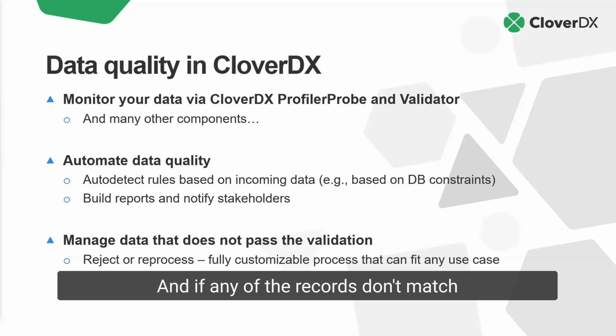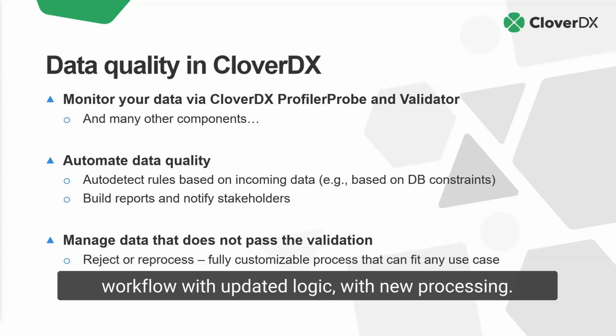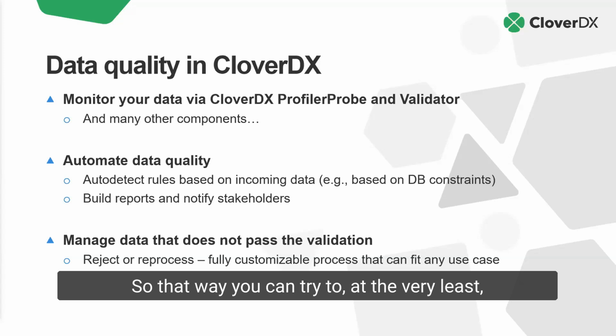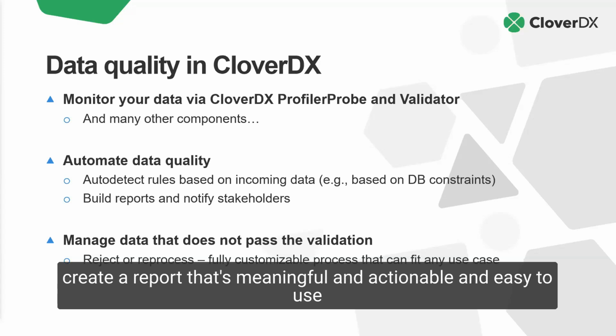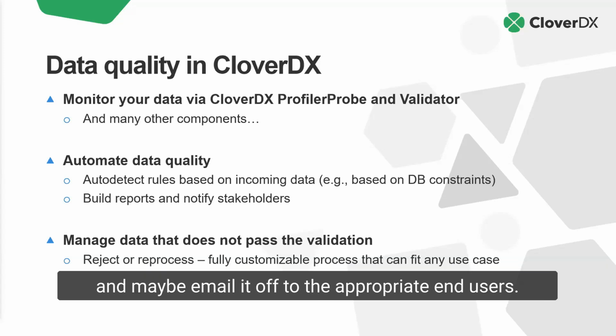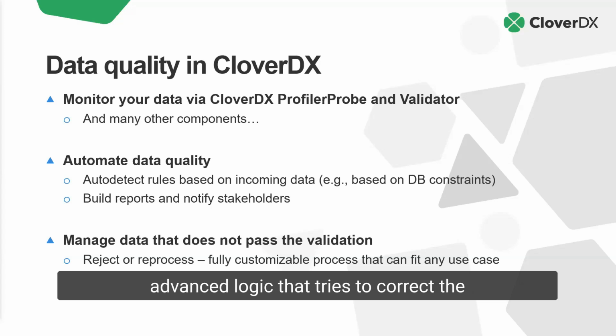And if any of the records don't match those rules, they're pulled from the normal data workflow and put into a separate workflow. Once these records are siphoned off, they can be handled as a completely separate workflow with updated logic, with new processing. That way you can try to, at the very least, create a report that's meaningful, actionable and easy to use, and maybe email it off to the appropriate end users. Or it could even additionally mean running advanced logic that tries to correct the errors and replace the corrected error records.